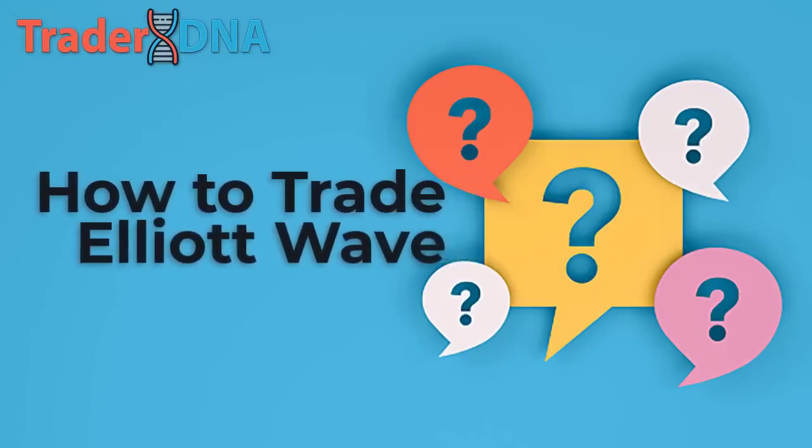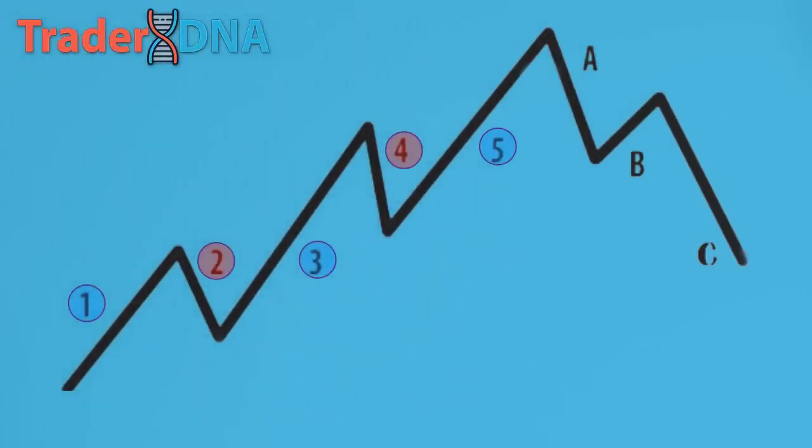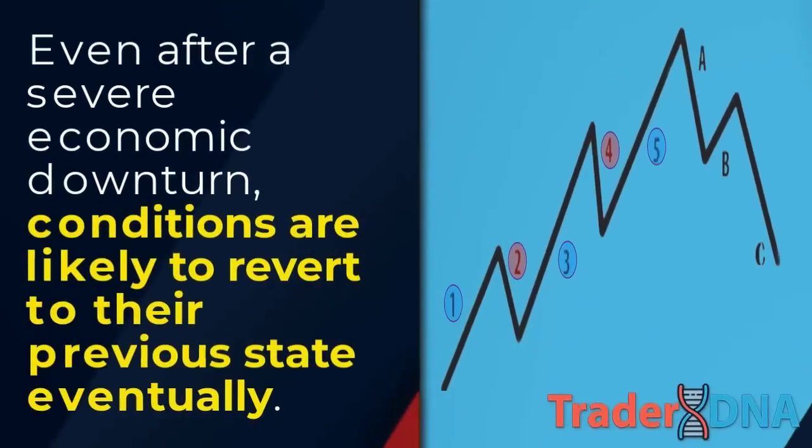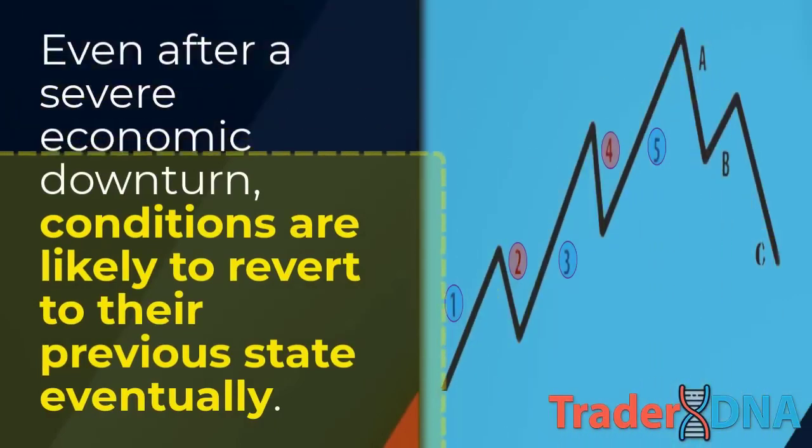How to trade Elliott wave. The Elliott wave theory is popular among traders because it incorporates both technical analysis and fundamental news. The theory is based on the cyclical pattern of market events, which means that even after a severe economic downturn, conditions are likely to revert to their previous state eventually.